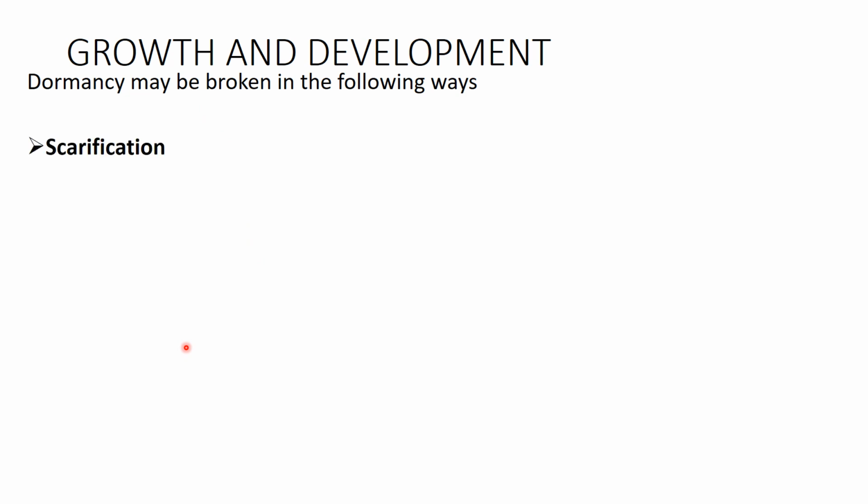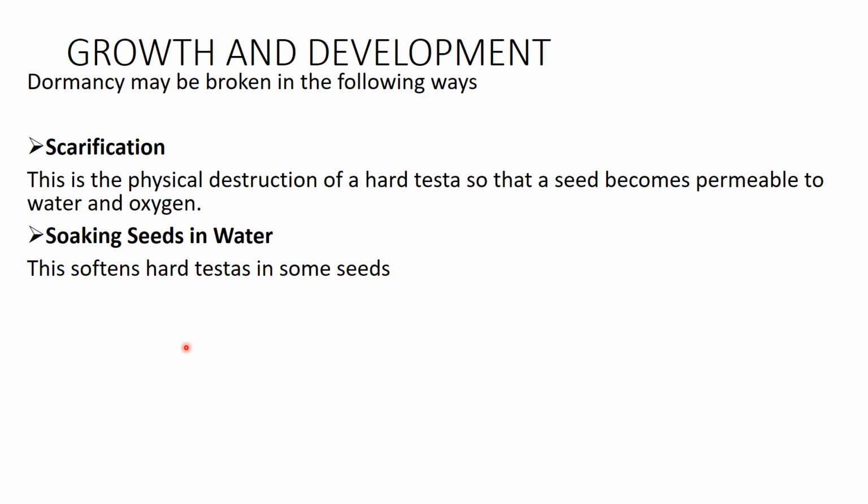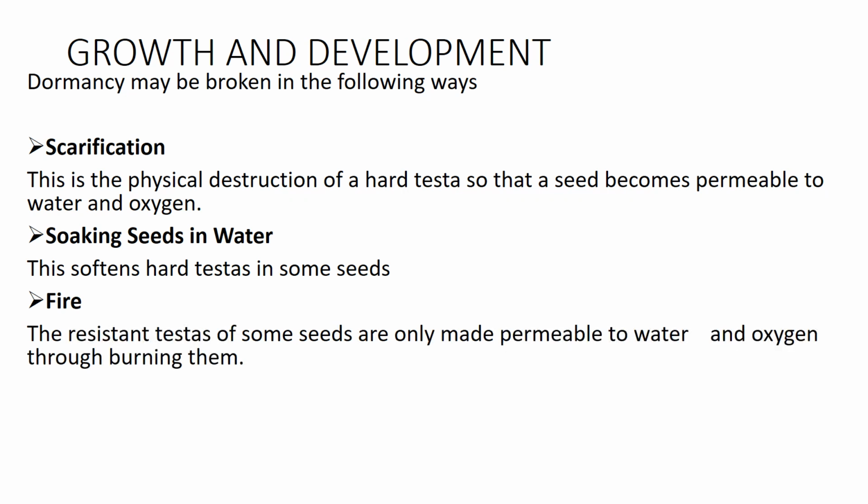First, you can do scarification, which is just the physical destruction of the hard testa so that the seed becomes permeable to water and oxygen. So you get a seed, you make sure that the testa has a scar so that water and oxygen can penetrate through to the inside of the seed. There is also soaking seeds in water. This softens the hard testa in some seeds. There's also exposure to fire. The resistant testa of some seeds is only made permeable to water and oxygen through burning them.